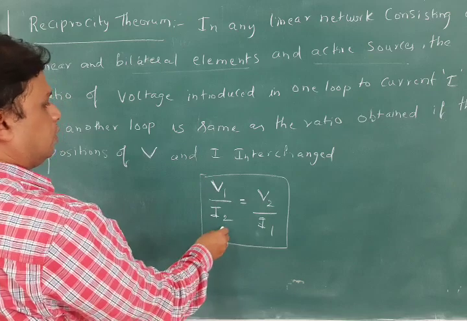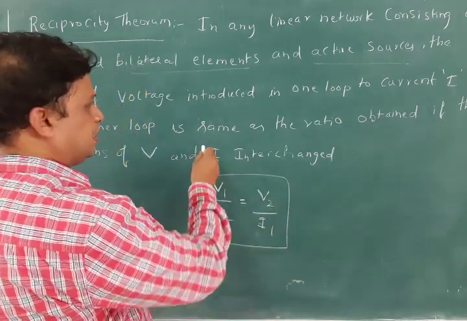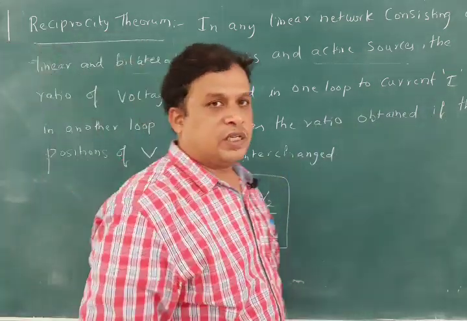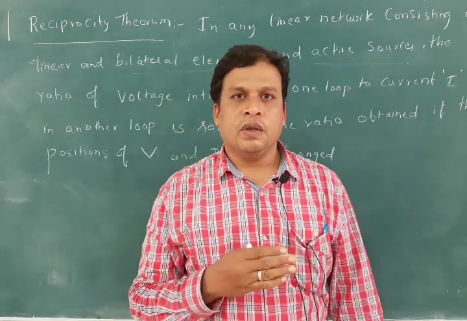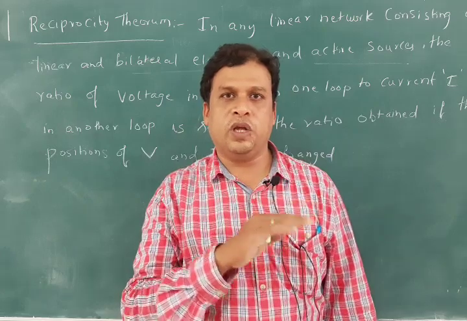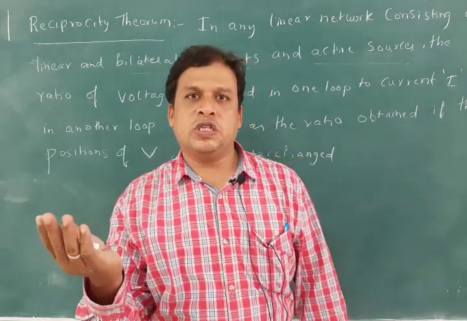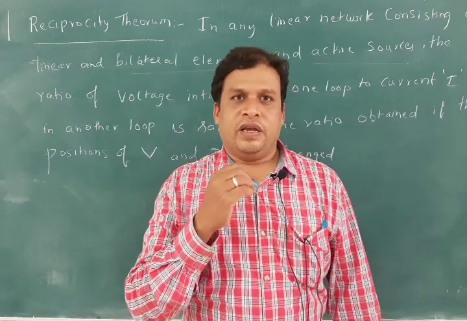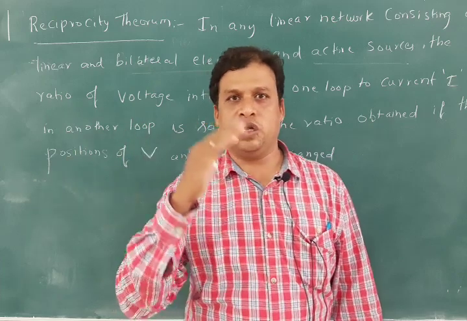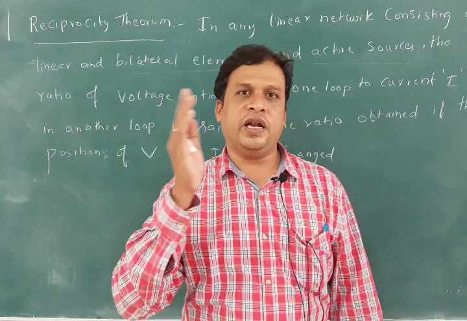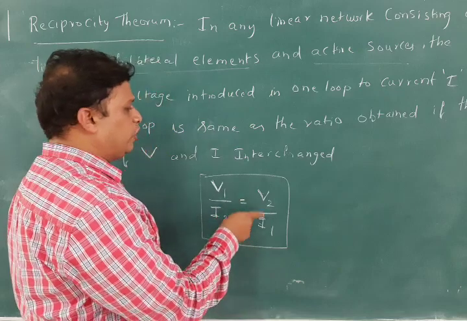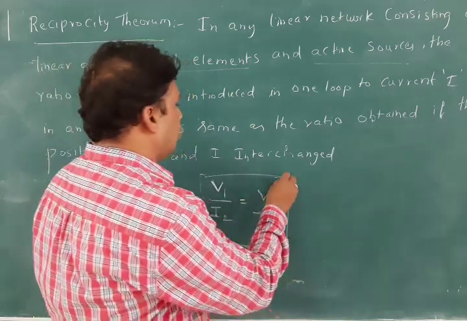V1 by I2 is equal to V2 by I1, the same ratio obtained if the positions of voltage and current are interchanged. Suppose the voltage is V1 in loop 1. If you shift the voltage from the loop 1 side to the loop 2 side, it will produce some current in loop 1. Loop 1 voltage produces the current in loop 2, and if you shift the voltage to loop 2, that voltage will produce some current I1 in loop 1. So we should prove that V1 by I2 is equal to V2 by I1.